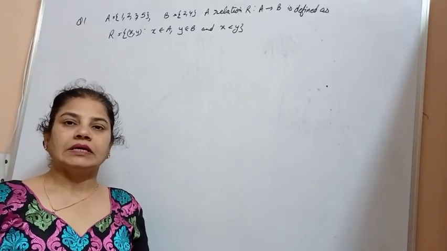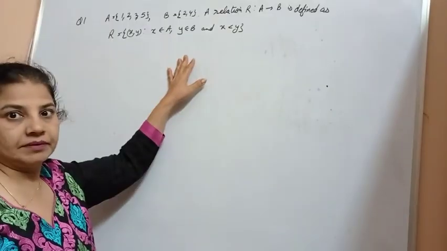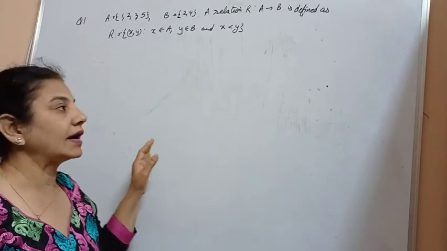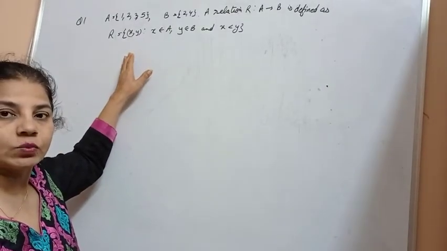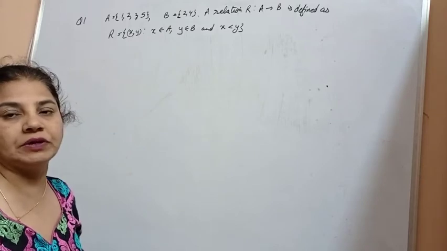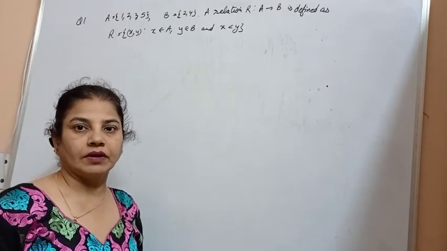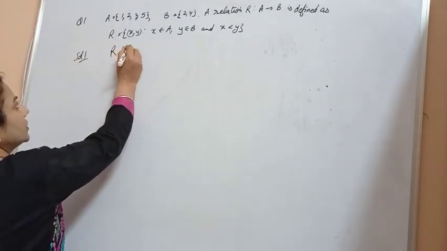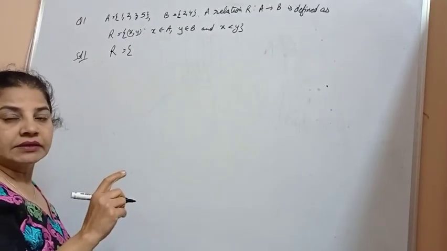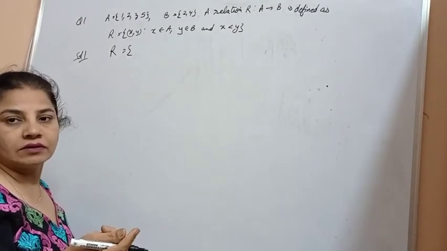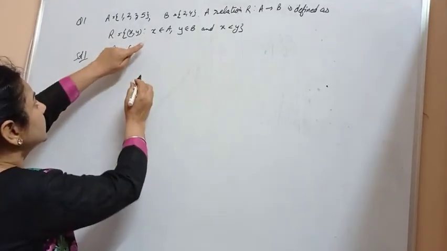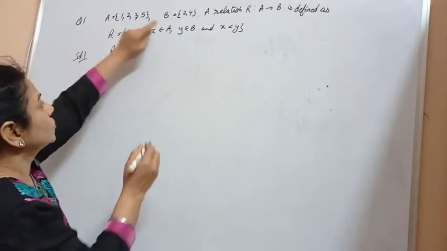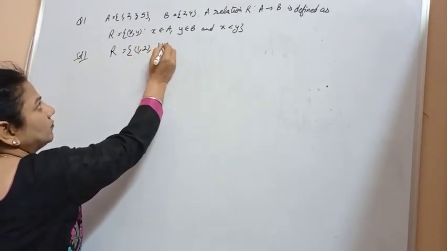Question 1. Set A has elements, set B has elements. A relation R such that A is mapped to B is defined as R = {(x, y)} such that x belongs to A, y belongs to B, x is less than y. Now we find the relation such that the element of A is less than the element of B. That means if I take 1, then I have to take the element of B which is greater than 1. So 1 is mapped with 2, 1 mapped with 4.